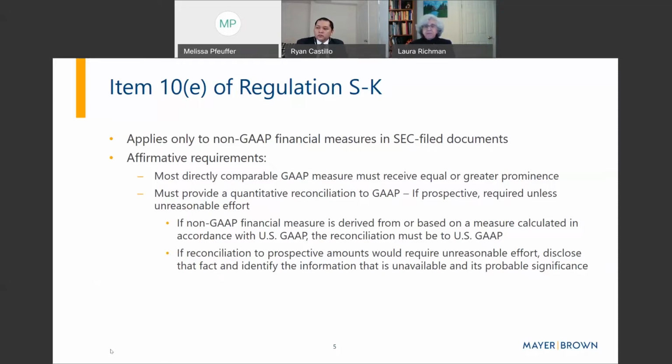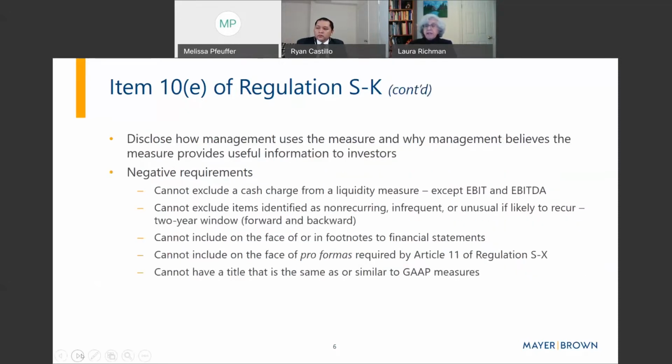Slide 6. The filing must disclose the reasons that management believes the non-GAAP measure provides useful information to investors. And there also would have to be a statement disclosing if there are additional purposes, if material, for which management uses the non-GAAP financial measure that's being disclosed. Item 10(e) also contains some express prohibitions on the calculations and presentations of non-GAAP financial measures.